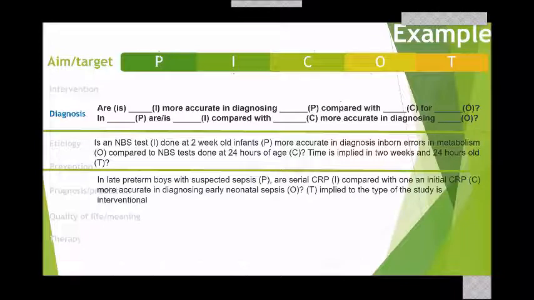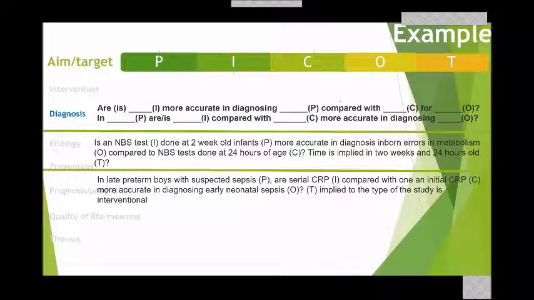Let's frame another diagnostic research question. In late premature boys with suspected sepsis, so very specific population, are serial CRP, so that's our indicator or the intervention, compared with one initial CRP, more accurate in diagnosing early neonatal sepsis? Of course there is no intervention, so that's an indicator. The indicator is serial CRP and the comparison is one CRP. So our outcome is early neonatal sepsis.